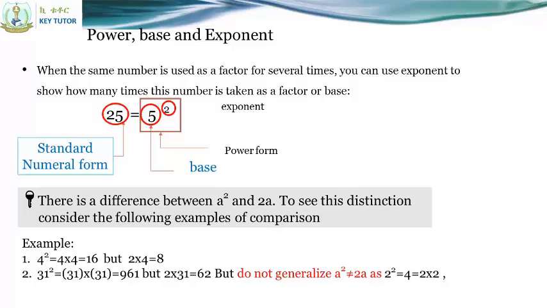But it doesn't mean that it is always true that a squared is different from 2a, because in the case of 2, 2 square is 4, and at the same time 2 times 2 is 4. So in this case 2 square is not different from 2 times 2. So in most cases a square is different from 2a, but in the case of 2 and as well in the case of 0, a square can be equal to 2a.